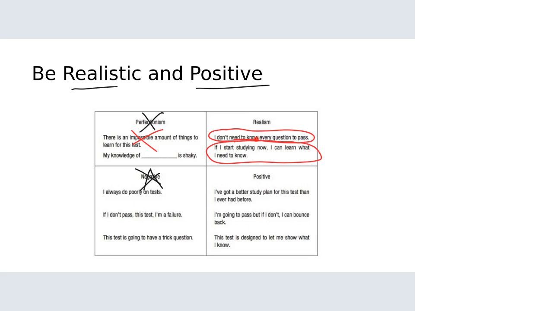The negative thoughts, I always do poorly on tests. Always is a very big word. I bet I can find one counterexample where you've done well on a test somewhere along the line, and perhaps you've just felt really comfortable with this content. Perhaps you've studied great. Perhaps you plan on putting in a lot of time between now and when your exam is. If I don't pass this test, I'm a failure. That's the one that is the most absurd on this whole page. This is one test in one math class in one semester. It does not in any way define your value as a person.